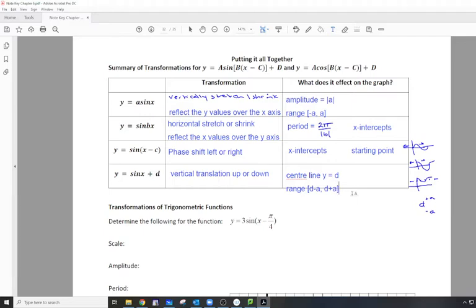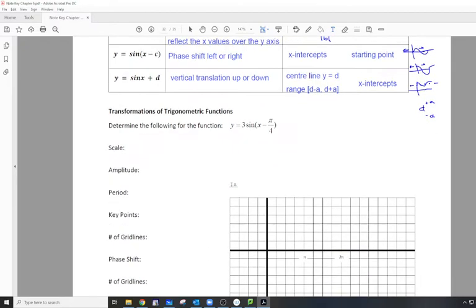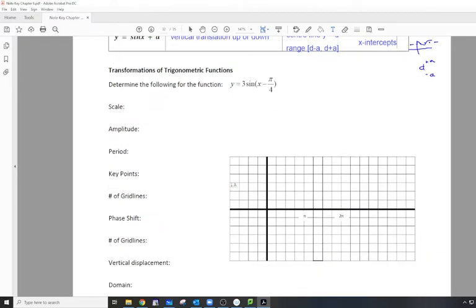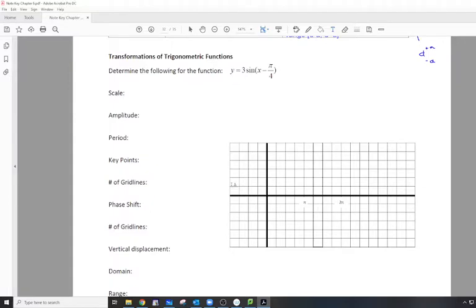So now that we know how everything affects your graph, now let's look at some actual graphs. Oh, and we also talked about adding, it does affect your x-intercepts, but again, we're not going to really worry about that, so I should put that in there. X-intercepts. Okay, so how do we use this information to make a graph? Well, the first thing I'm going to graph is y equals 3 sine of x minus pi by 4.